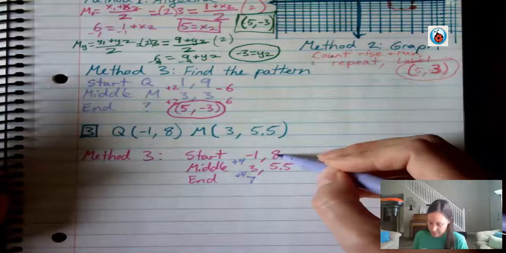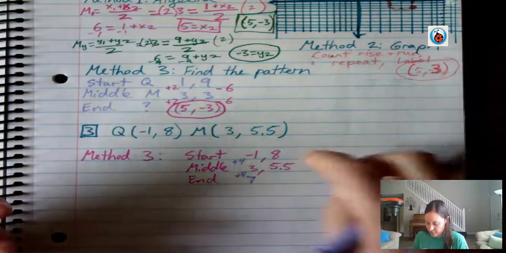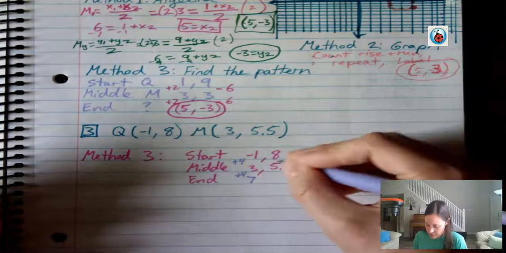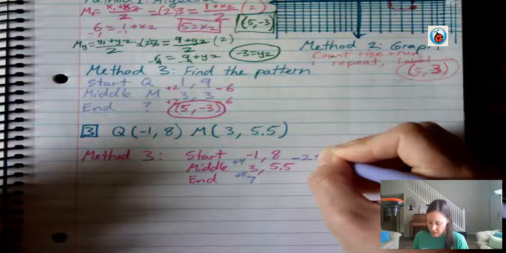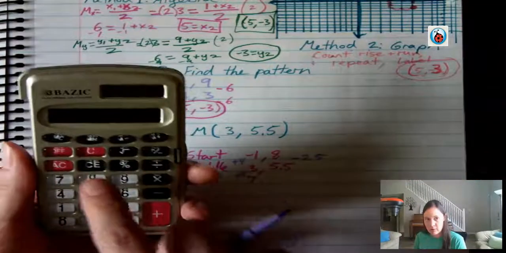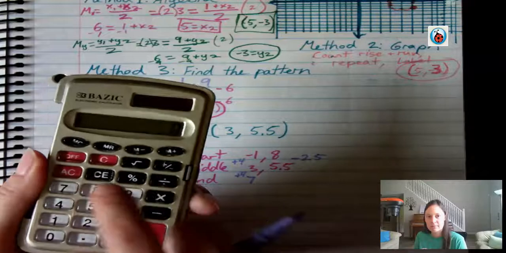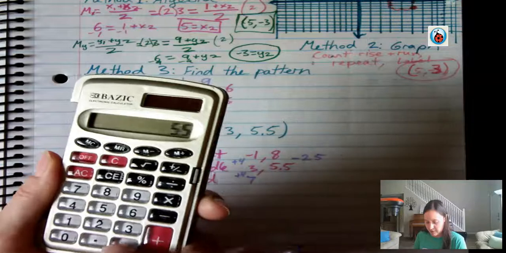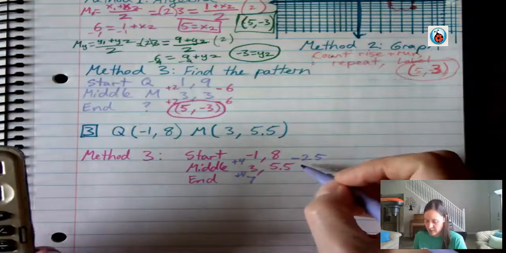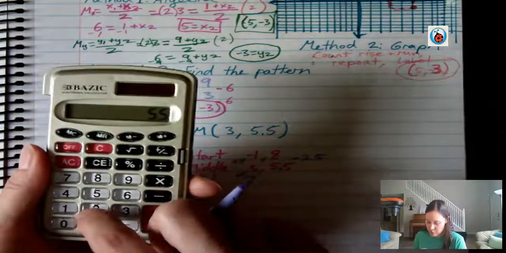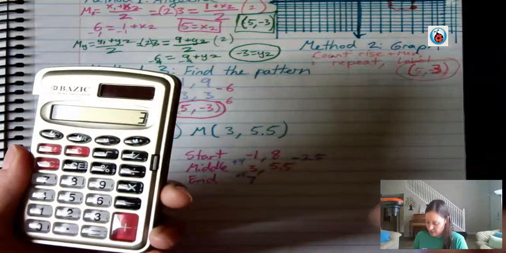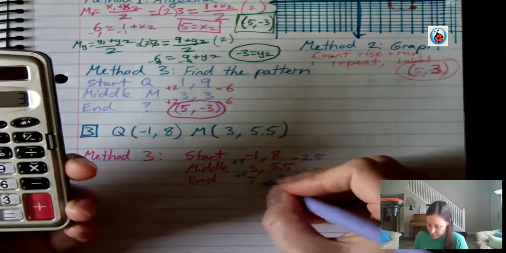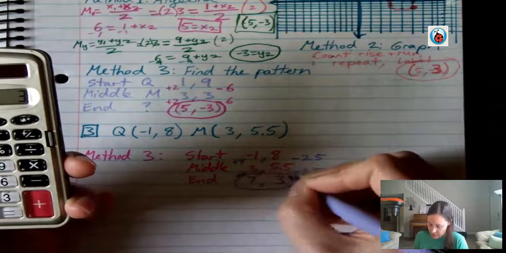Now I have 8 to 5.5. Well, I'm going down, so that means I'm subtracting. Mental math tells me I'm subtracting 2.5. I'm going to double check on my calculator. So 8 minus 2.5 equals the 5.5 I'm looking for. And then I subtract another 2.5 to get 3. So my answer is 7, 3.